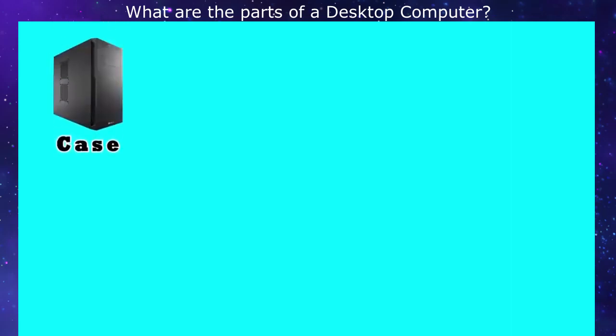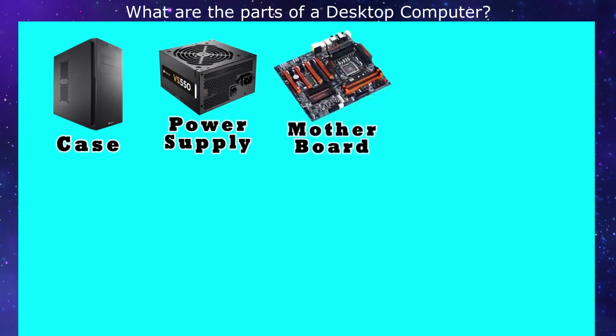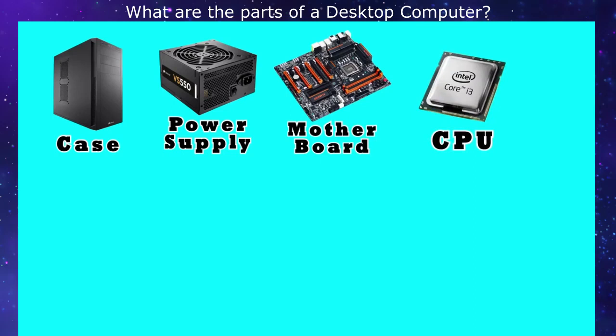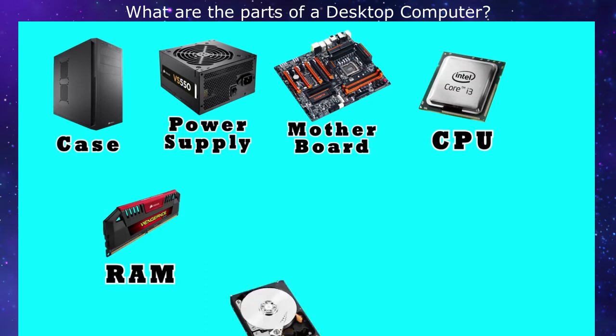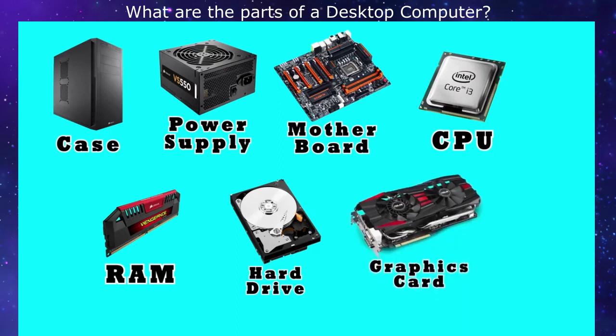So to summarize what I talked about so far, the case stores everything in a physical box, the power supply gives electricity to what needs it, the motherboard is the body that everything plugs into, the CPU does everything, RAM stores data that is needed for quick access, hard drives store everything that you have installed and the data that goes along with those programs, while the graphics card figures out how it's all supposed to look on your monitor.